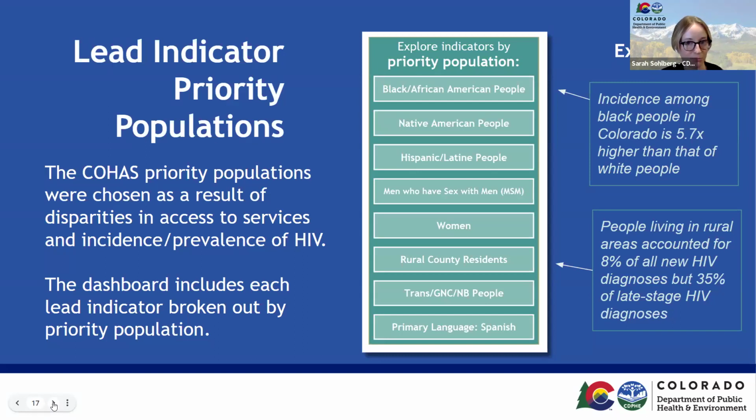So on the right, I've included a few examples of some of the data that led to the selection of the CoHAS priority populations. So for example, individuals in Colorado who identify as Black or African American have an HIV incidence rate that is almost 6 times higher than that of white non-Hispanic folks in Colorado. Another example of this is people living in rural areas of Colorado accounted for 8% of all new HIV diagnoses, but 35% of late-stage HIV diagnoses, which means that the HIV virus had progressed to the point of an AIDS diagnosis before or soon after they were diagnosed. So these are clear examples of where there are gaps in services, which are why these are priority populations that are focused on in the strategy.